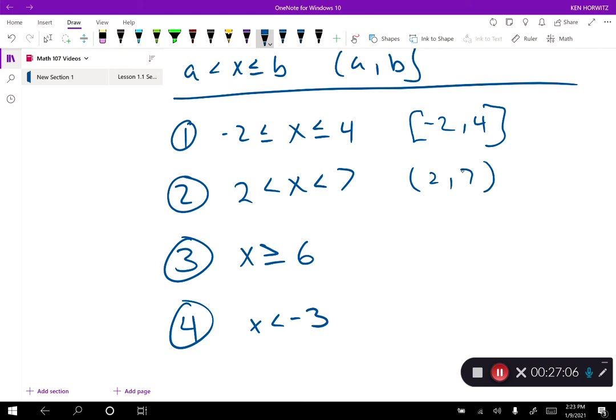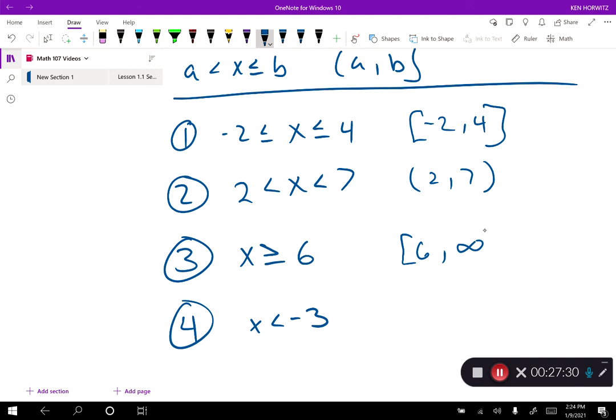Now the third one looks a little bit unique. Basically what it's saying in the inequality notation is x can equal 6 and x can be any value greater than 6. So if x can equal 6, I need a bracket. But if x can be any value greater, I've got to go to infinity, right? Because x could be 1,000,000, could be 1,000,000,000, could be 1,000,000,000,000, and so on and so forth.